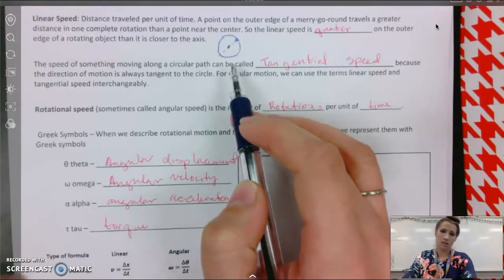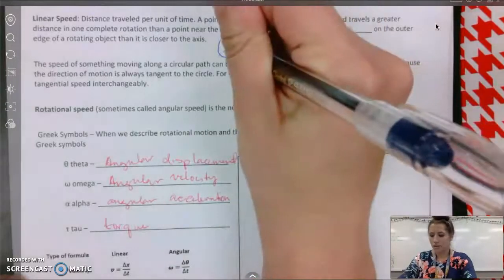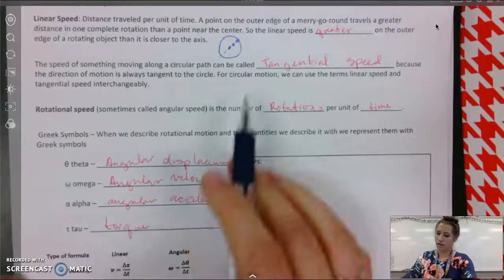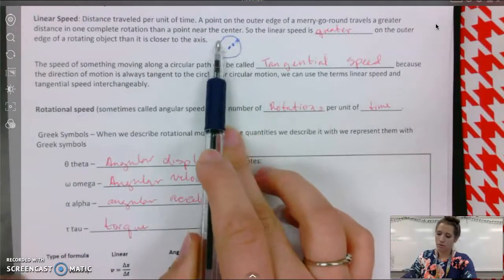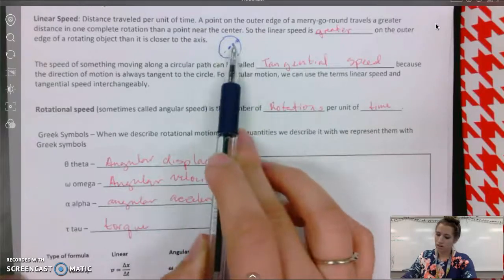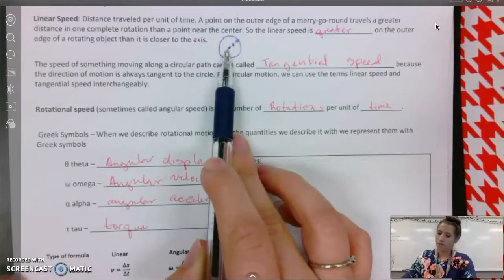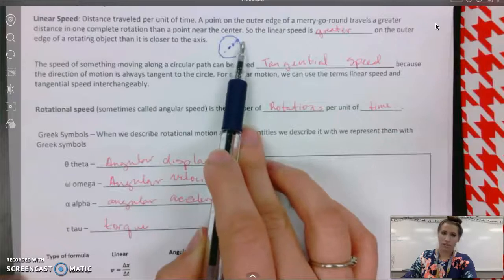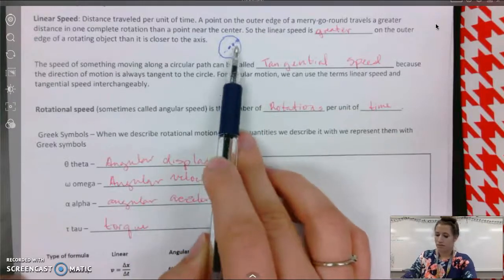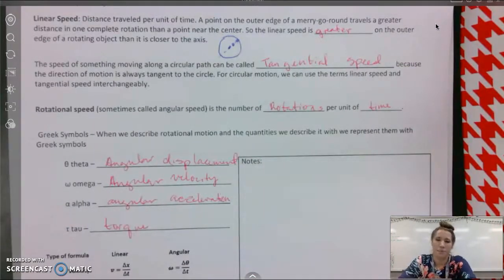Now, what if there was another person on the merry-go-round and they were inside? Okay, so we have someone on the outside and then someone on the inside. So look at how much further the person on the outside travels versus the person on the inside. That's a lot shorter distance. And so the linear speed is greater for the outer edge of a rotating object versus the inner edge of a rotating object. The rotating object that we're probably all familiar with is like a ceiling fan.